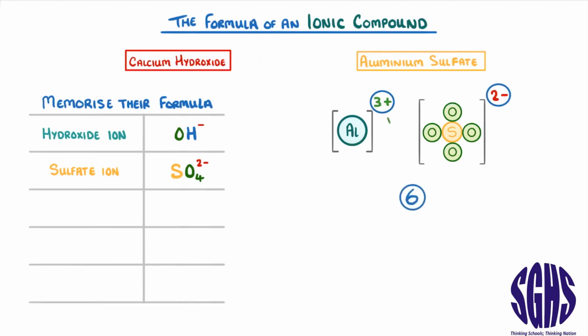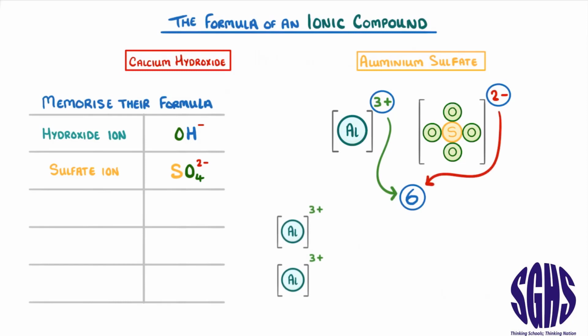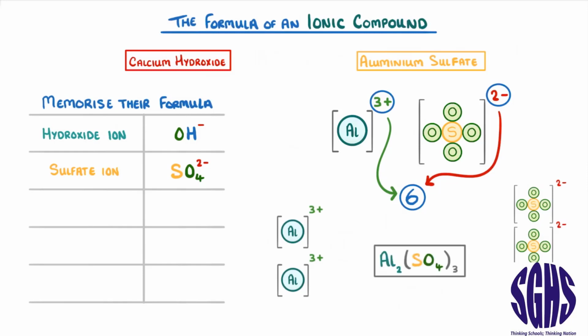So to get a positive 6 charge, we'd need 2 of these aluminium 3+ ions. And to get a negative 6 charge, we need 3 of these 2- sulfate ions. So now that we have 2 3+ ions and 3 2- ions, the charges balance out, and the overall formula would be Al2(SO4)3.